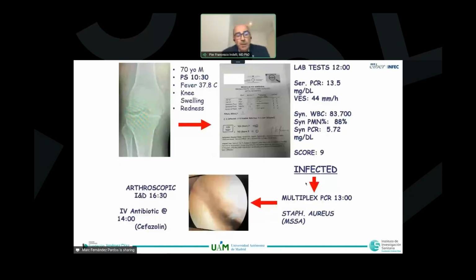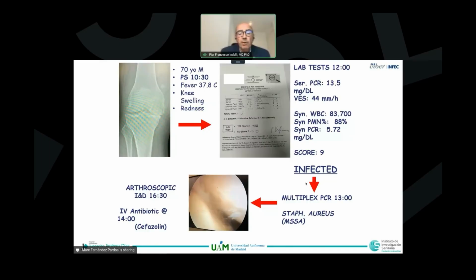So this is one of my patients, a 70 year old male. This patient came to the emergency room. In Italy, it is pronto soccorso, so you see PS. Look at the timing, 10:30 a.m. The patient had fever, knee swelling, redness. At noon, we had the result of our serological and synovial tests in terms of PCR, ESR, and synovial WBC, PMN percentage, and also the synovial PCR. The score was 9, so this patient was infected.